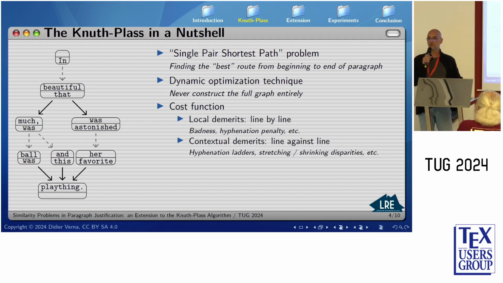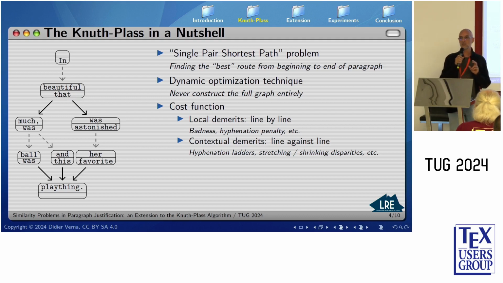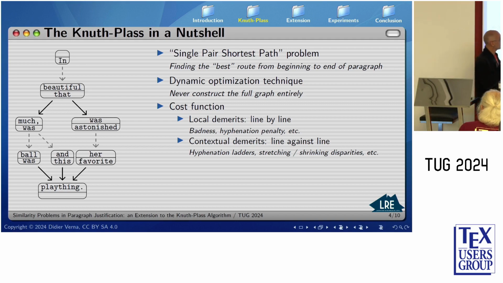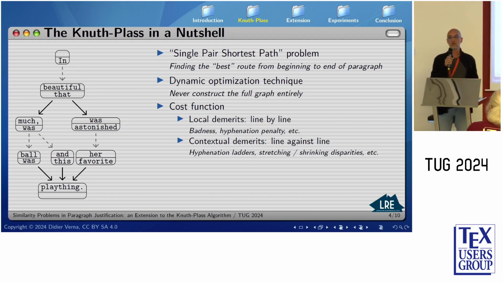Okay, so what is the cost function? When we say finding the best route, what is the definition of best? There are as many definitions of what's best as you want, actually. In the Knuth-Plass algorithm, I would have a tendency to classify the cost in two categories. The first one is what I call the local demerits. As you most probably know, the demerits in question are actually expressed in terms of penalties, which later on are translated into demerits. But this is what I call local demerits. Local demerits are penalties that are relevant when you consider a line excluding any kind of context. So the line just by itself.